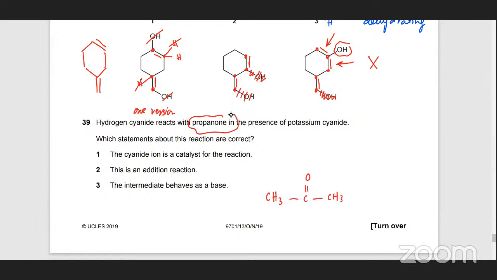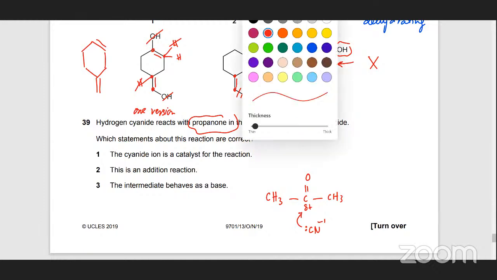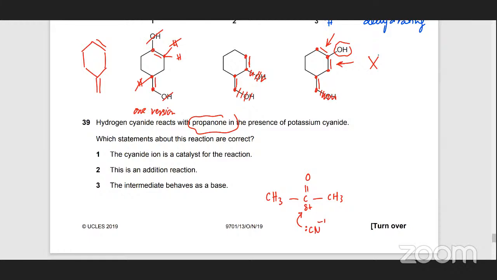What's going to happen? The CN minus is going to come in with its lone pairs, and the carbon is positive. It's going to attack that carbon positive, or it's going to get attracted to the carbon positive. And when it approaches the double bond over here, it's going to get repelled. The next step would be that the CN would be bonded to it, and the O would become minus.